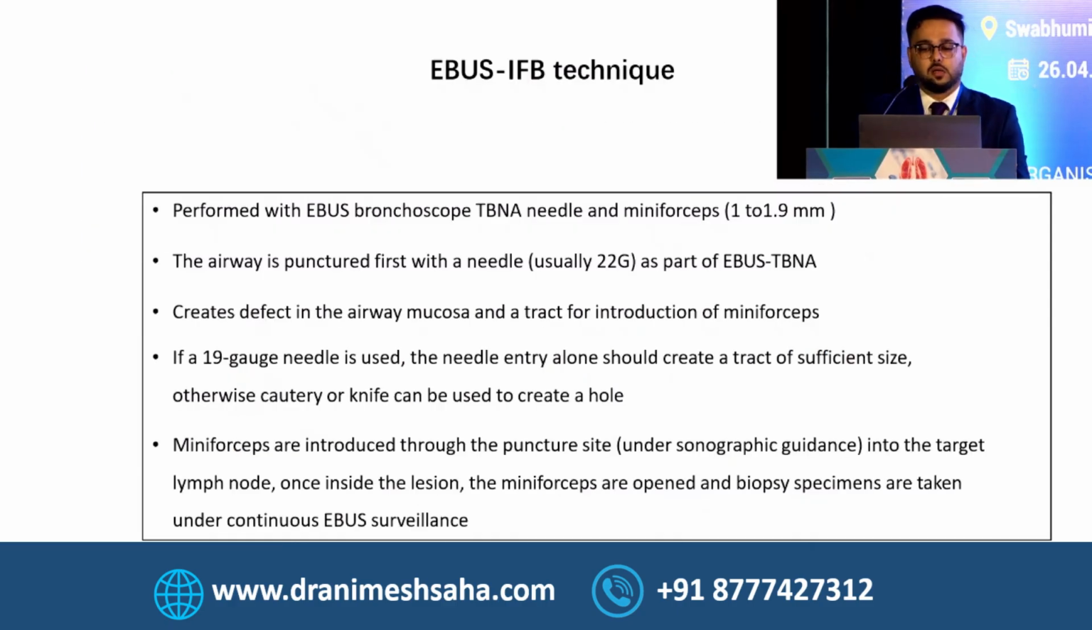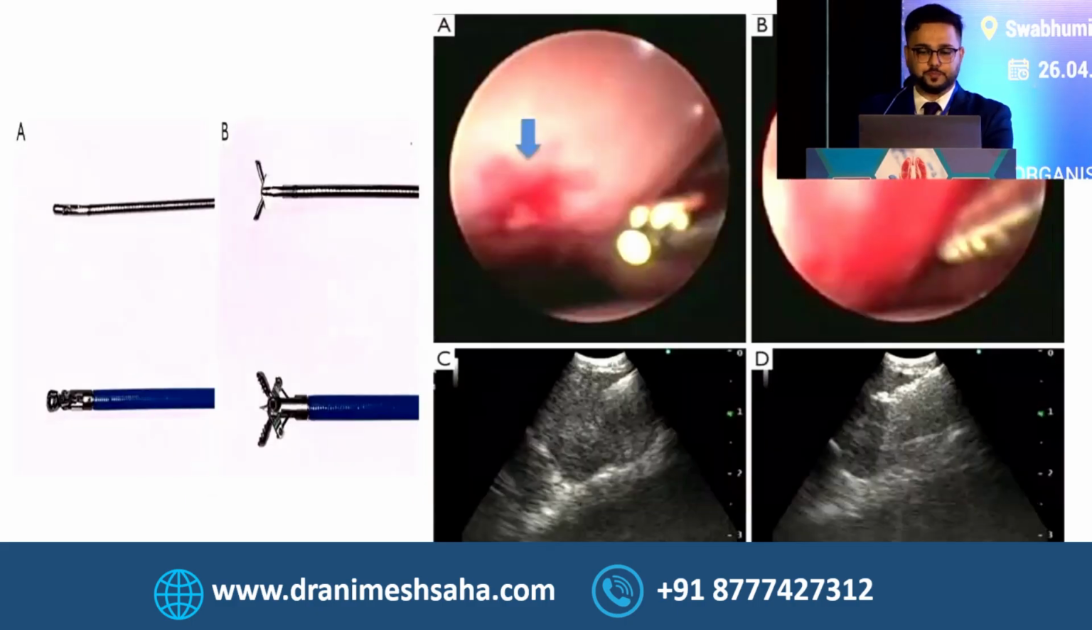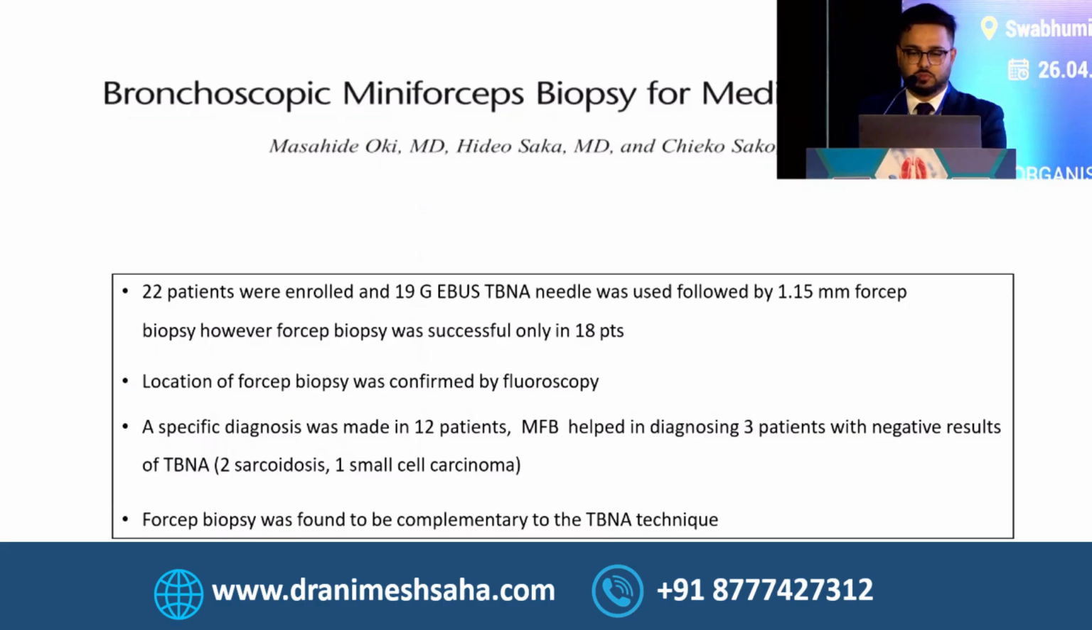Now the EBUS-IFB technique: we first make a rent using our standard 22 gauge needle, and then we pass the mini forceps across the mediastinal node to get the biopsies. The adjunct we need in such a case is a fluoroscope while we are doing an EBUS-IFB procedure. So this is how the mini forceps looks under vision. We create a rent and pass our forceps. Then we open it and take a biopsy. This is the same thing.